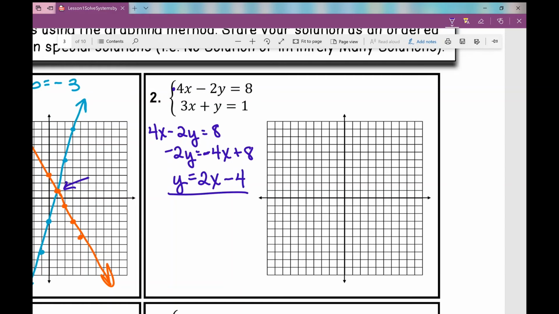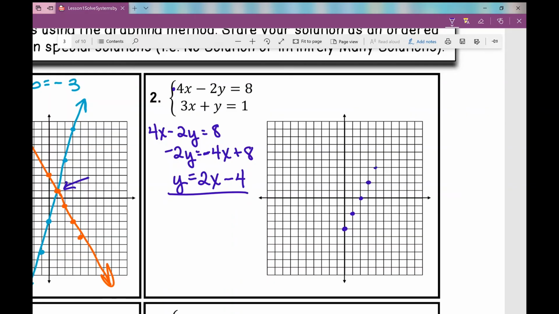And that's one line that I'm going to graph. Let's go ahead and graph it. First thing I'm going to do is graph my y-intercept at -4. And then my slope is positive 2. That's 2 over 1. So from that beginning point, that y-intercept, I'm going to go up 2 and over 1.